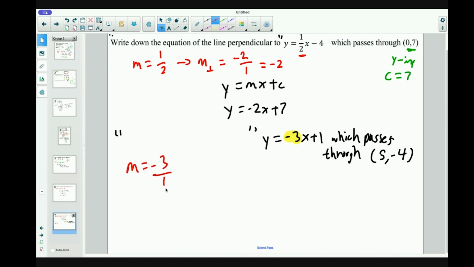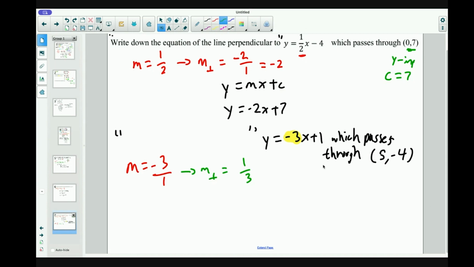So we can pretend that's negative 3 over 1, which means that your perpendicular gradient is now going to be 1/3. And because it was already negative, then this new gradient has to be positive for them to be negative reciprocals of each other. Okay, so just be careful of where your signs are for your gradients. It does make a big difference.